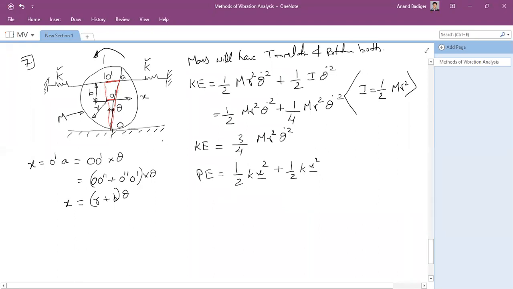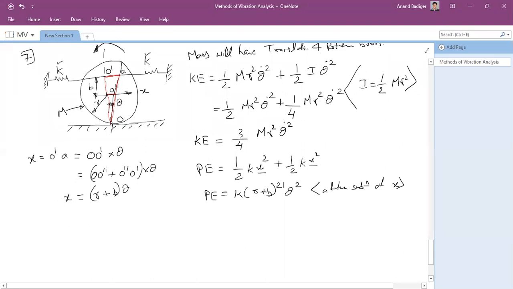So what will happen upon substitution? I'll directly write what form you will get. You are going to substitute r plus b theta whole square, and upon simplification, you are going to get k plus r plus b whole square theta square. So this will be the potential energy what you are going to get after substitution of x in this equation.